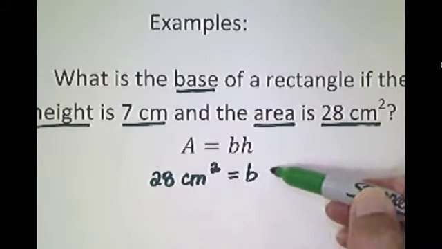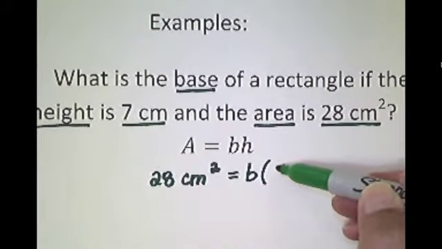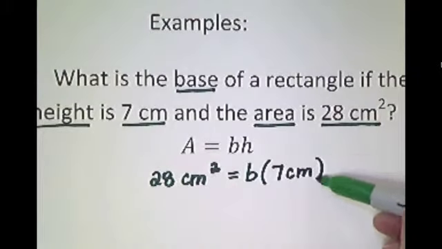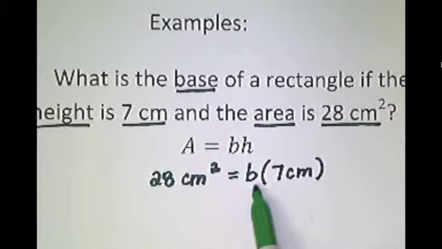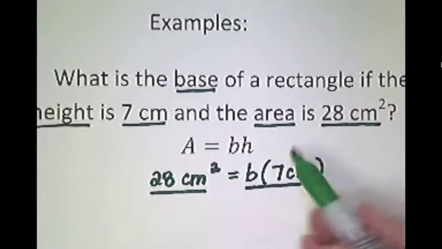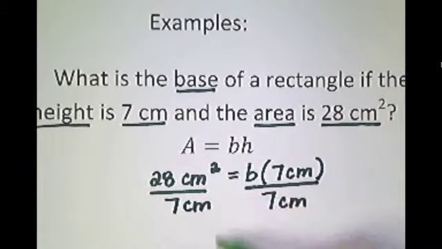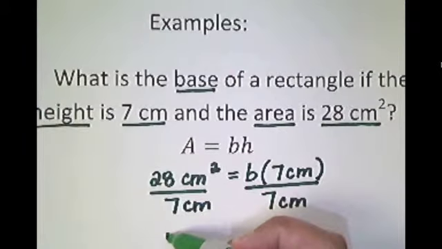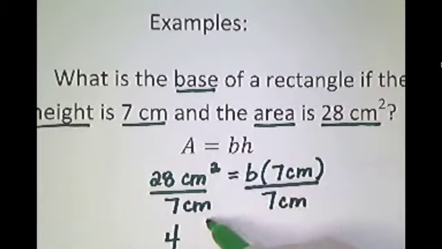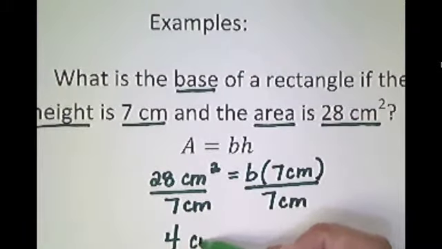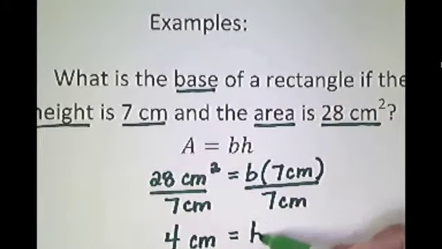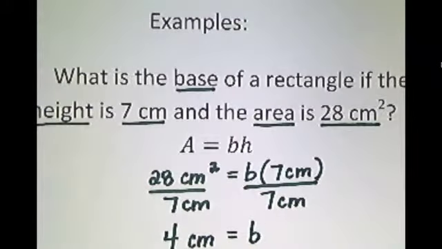So I'm going to keep that as B. And it's multiplied by a height of 7 centimeters. 7 centimeters is multiplied by our variable. So we need to divide both sides by 7 centimeters. 28 divided by 7 is 4. Centimeters squared, and you're dividing out a factor of centimeters. So that leaves us with centimeters to the first power. So the base of our rectangle is going to be 4 centimeters.